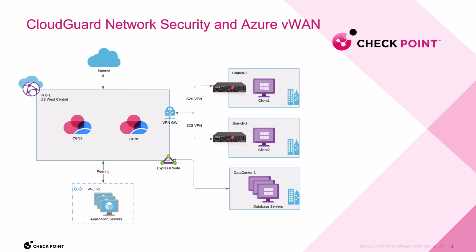Now, from an architectural perspective, these are two single gateways, and traffic is evenly distributed to the gateways from an internal load balancer inside the hub. Next, I'm going to show you how to install the CloudGuard Gateways into the hub.